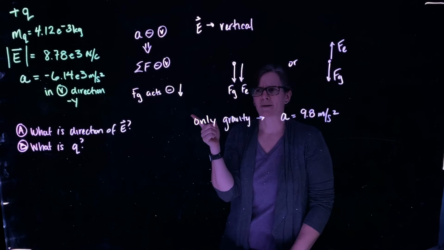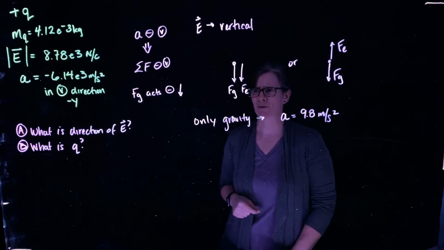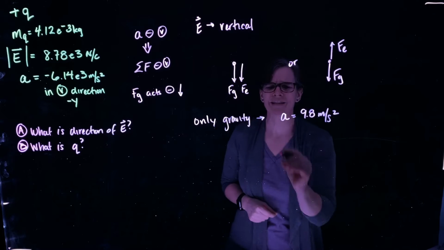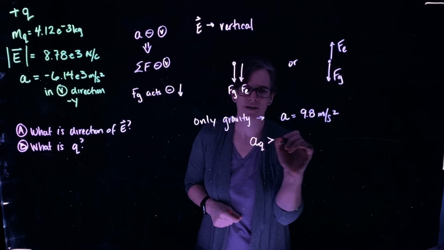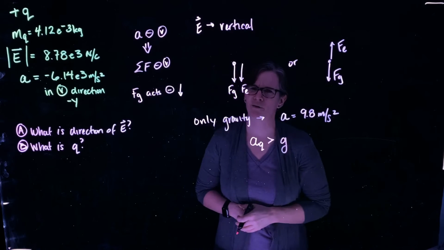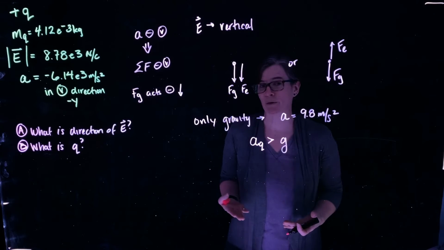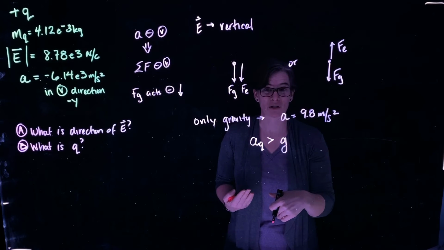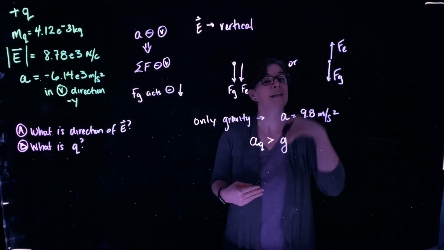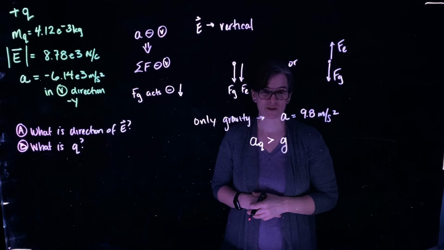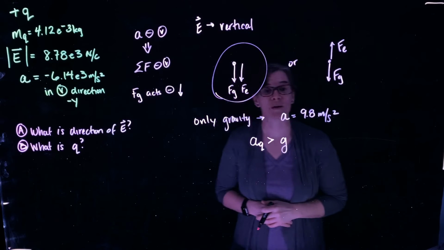It's accelerating at a rate of 6.14 times 10 to the third meters per second squared. So the acceleration of Q is greater than the acceleration due to gravity, which means it's not just experiencing a force in the downward direction due to gravity, it must be experiencing another force in the downward direction. And so this is the situation we're in.